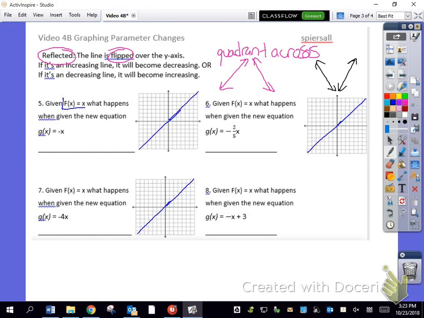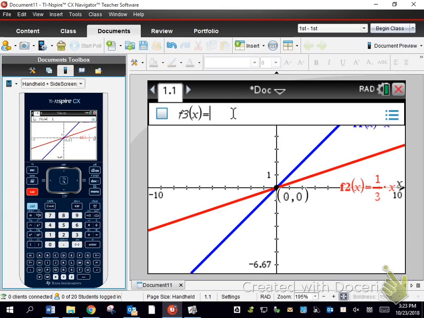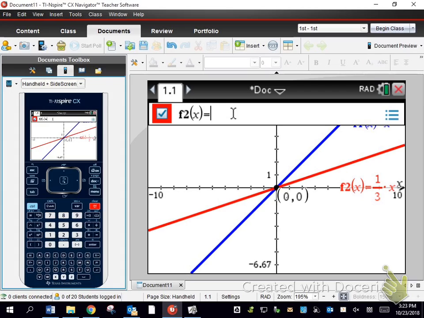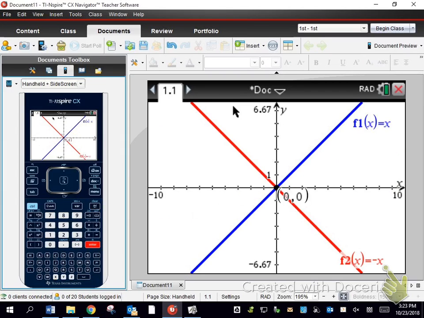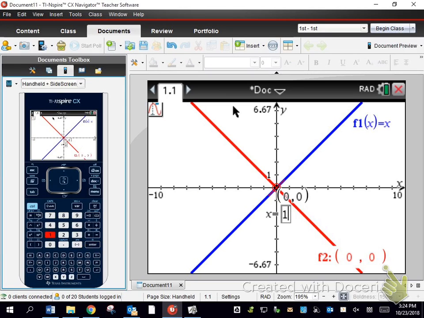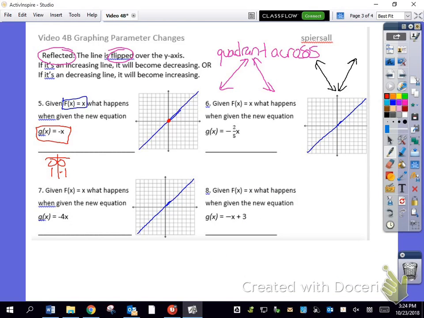So we have f of x equals x, and now we want to graph just negative x. That's it, negative x. So go to tab, up arrow, delete, and put negative x in. Hit enter. Make sure you have minify 1 up, and I'm going to go to 0. So we start at 0, 0. Now I'll put in 1 and enter. 1, negative 1. There's your line.